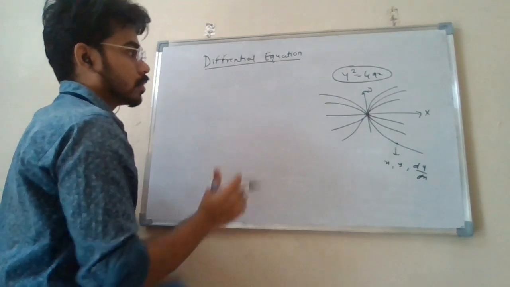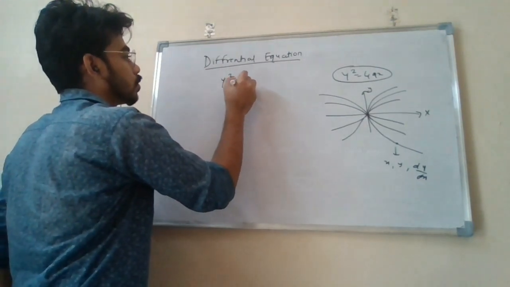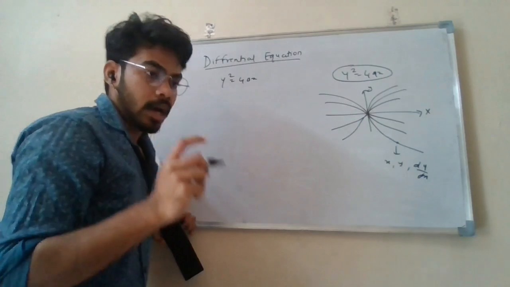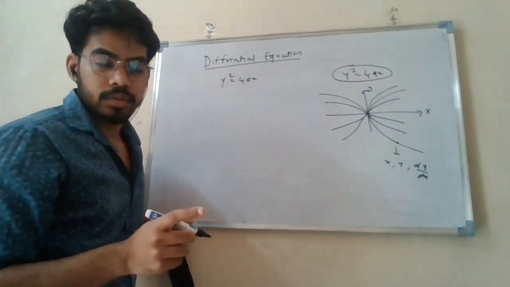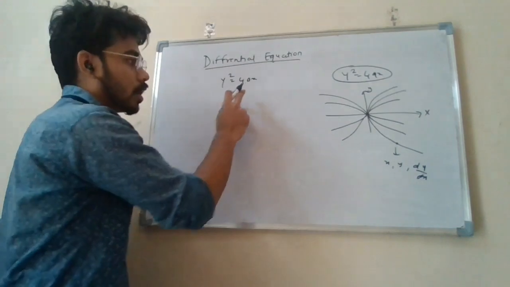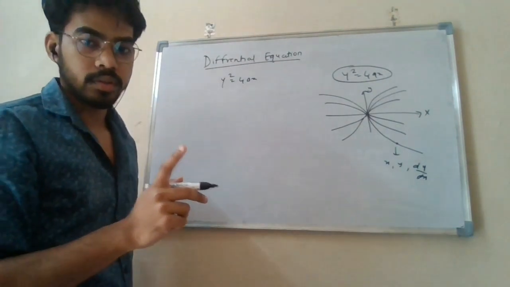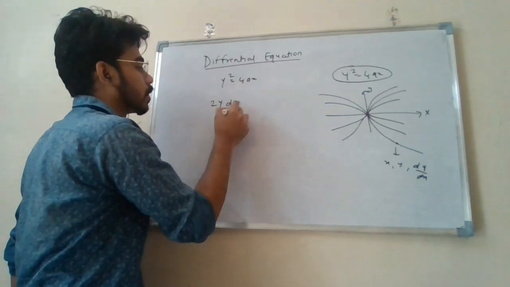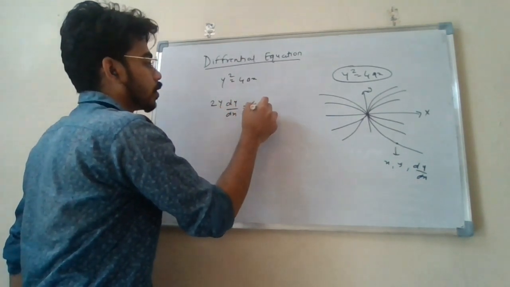So if I have the curve like y square is equal to 4ax, where a is my arbitrary constant, and if I have n number of arbitrary constants, then I have to differentiate n times. Means here I only have one arbitrary constant, then we have to differentiate one time. Means 2y dy by dx is equal to 4a.